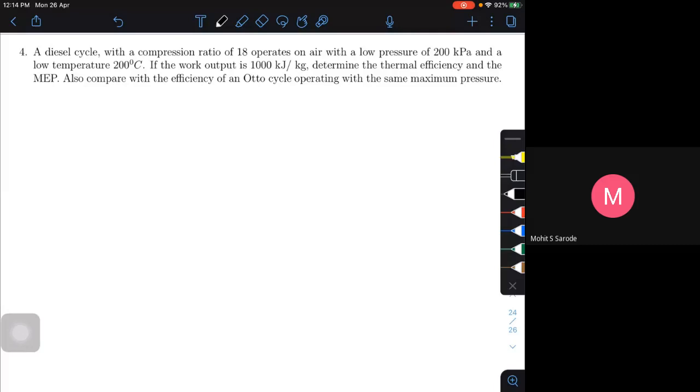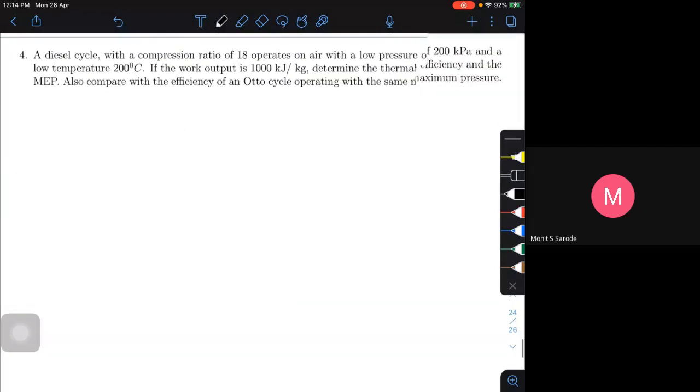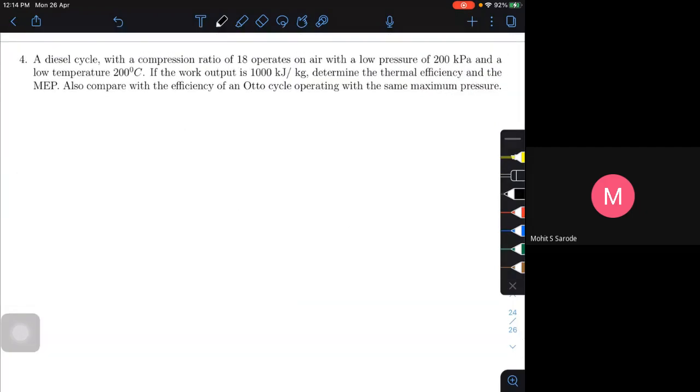As I told you, you can use the same procedure that we have used in the previous problem, that is putting 4 blocks and putting the PV and TS diagram to the right hand side. This is my PV diagram and TS diagram. This is a diesel cycle.